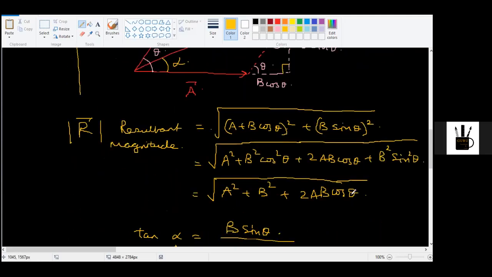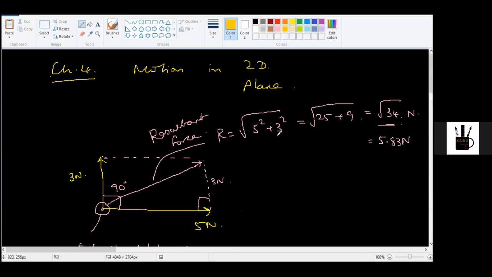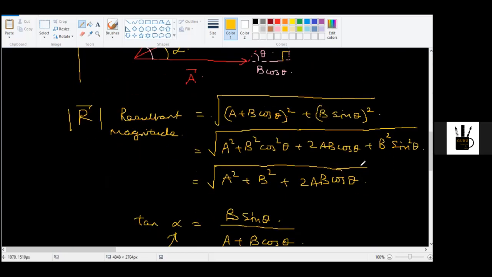So if I substitute it over here, cos 90 becomes 0, which means this entire term will go away. Which means what will you get? A squared plus b squared, and that's what you got here. So it means 90 degree is a special case.